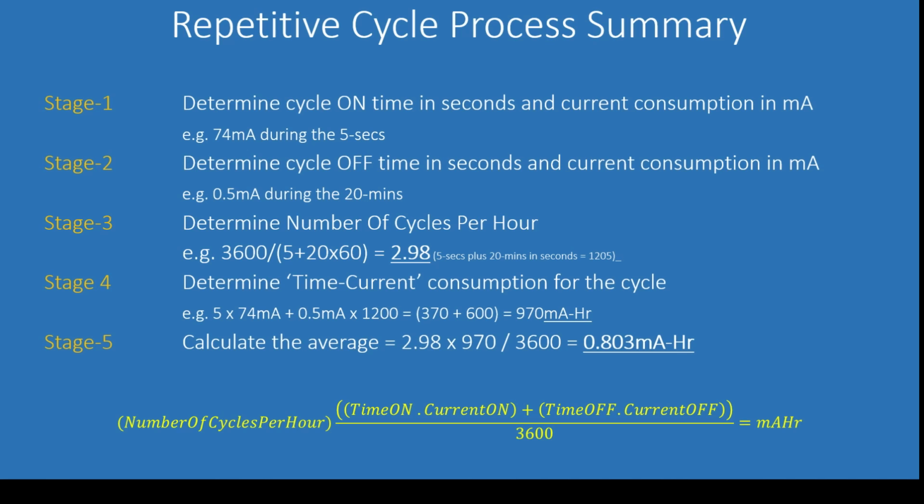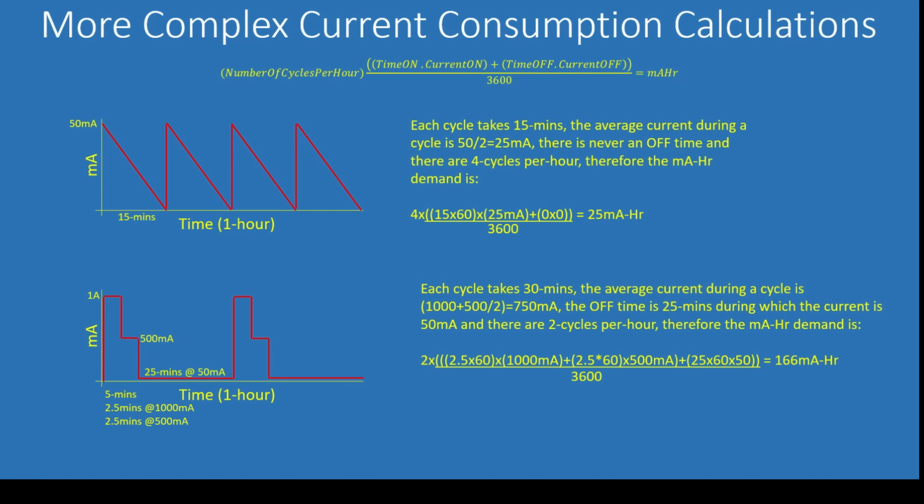The only thing that is different is to determine the number of cycles per hour. So that's time on plus time off is the cycle time. So that pulse on of current and then the sleep current before it repeats again is 1 cycle, and add that to the calculation. Here's some slightly more complex examples, and I've shown how you would calculate that.